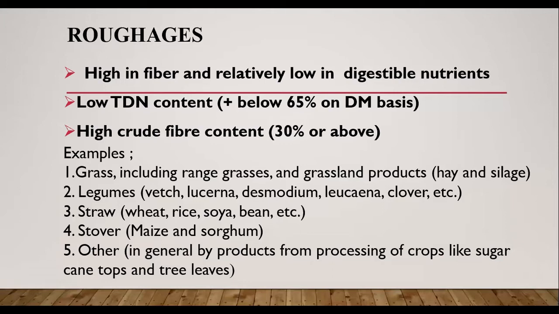Now, roughages are feed ingredients that are very high in fiber, and they are low in digestible nutrients. That means not all the nutrients present in the roughages are utilized by the animal. They have low total digestible nutrients. They also have high crude fiber. To classify any ingredient as roughage, it must have a high amount of fiber content, which means about 30%. Examples of roughages are grass, legumes, straw, stover.